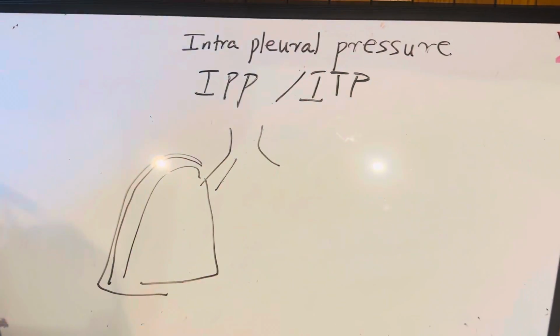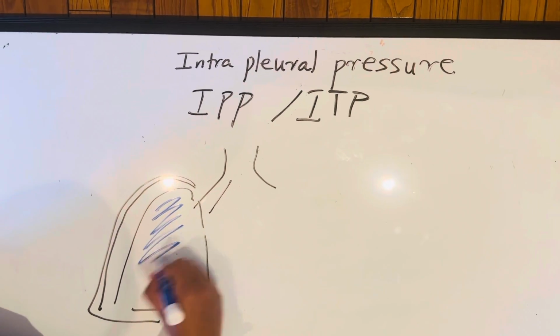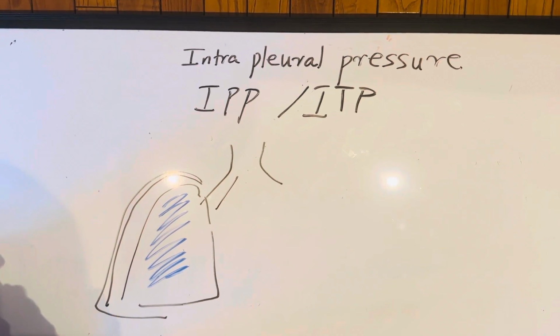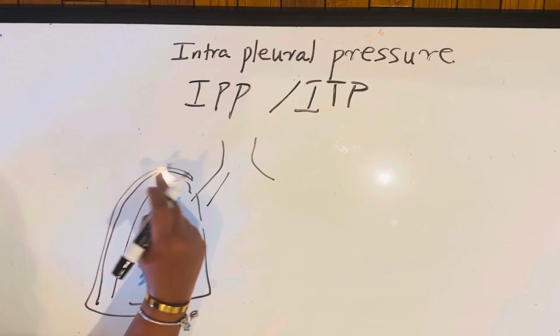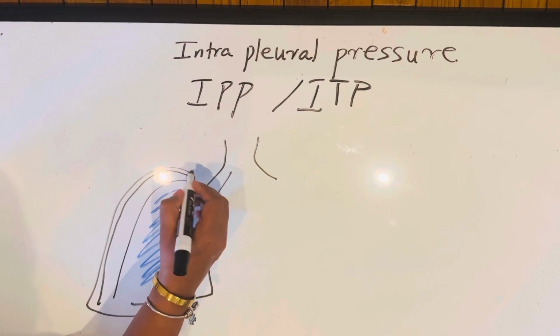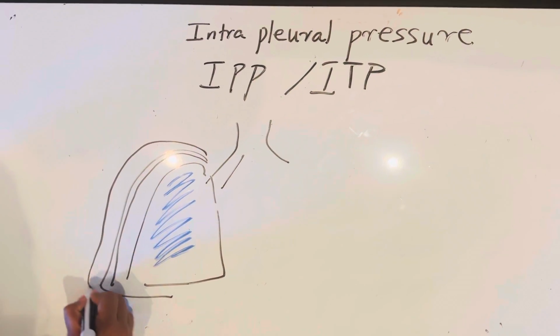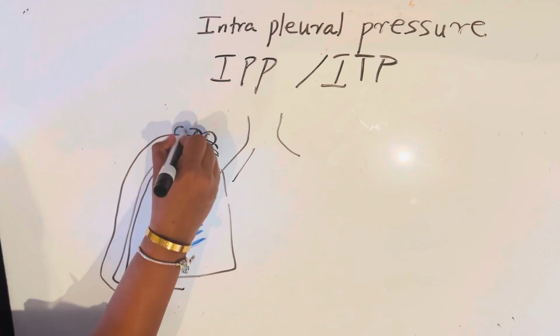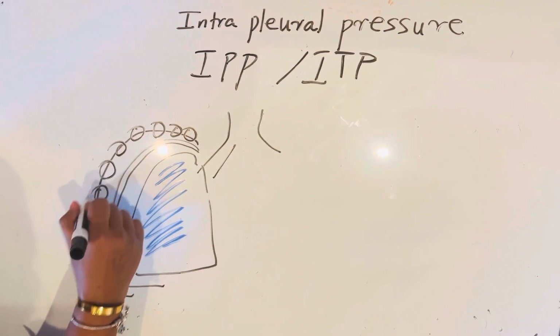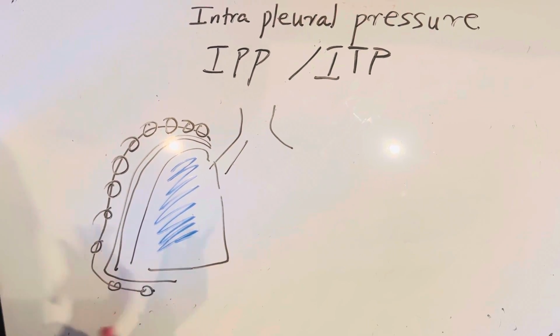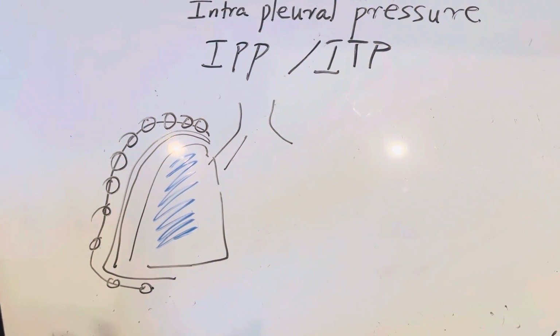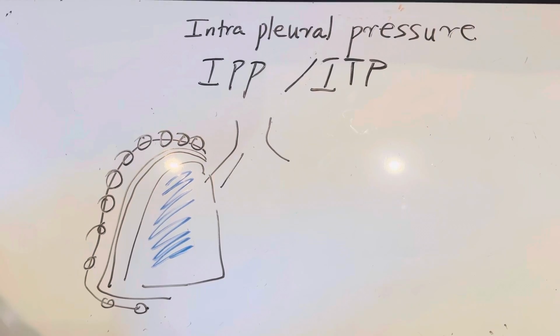So this is the lung, so this is the intrapulmonary pressure inside, and then you have the pleura, the two layers of pleura, and then on the outside you have the thoracic cage, which is made up of the ribs, the muscles, and the tendons. So the intrapleural pressure is almost always negative.